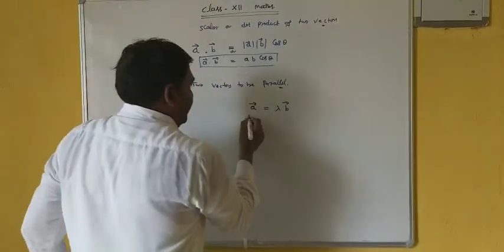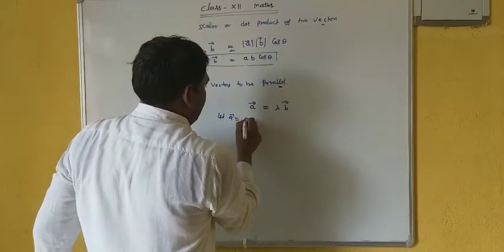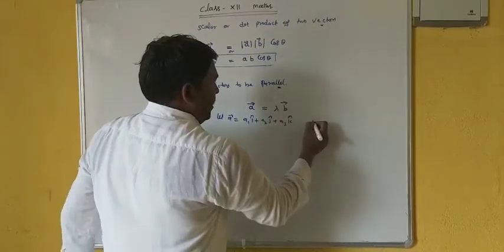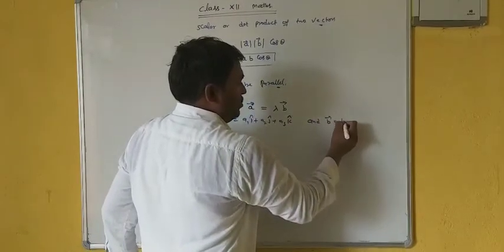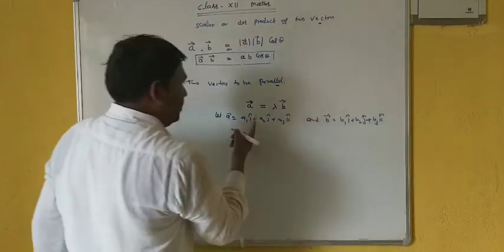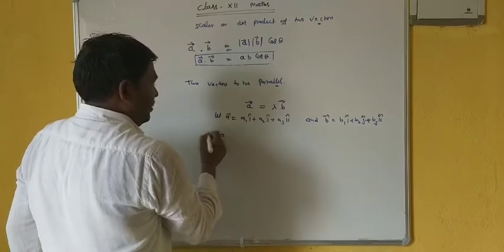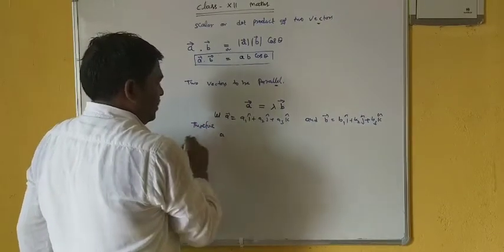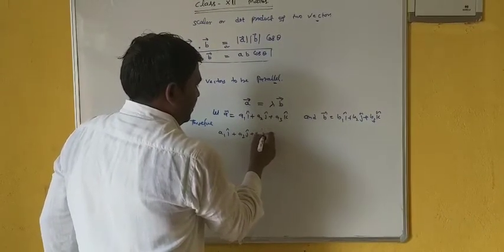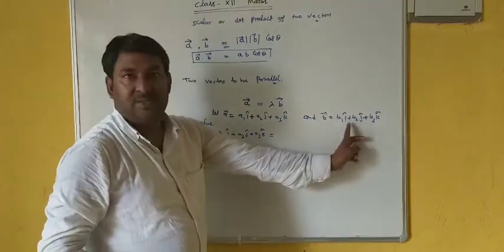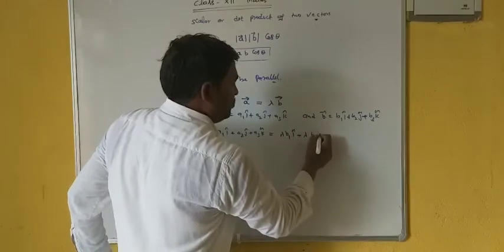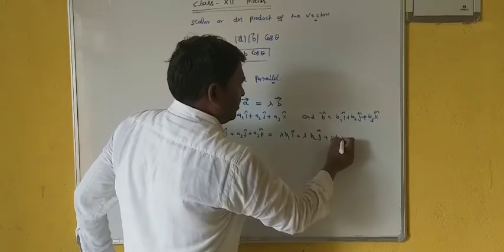Let vector A be equal to a1 i cap plus a2 j cap plus a3 k cap, and vector B be equal to b1 i cap plus b2 j cap plus b3 k cap. Putting these two values here, vector A, meaning a1 i cap plus a2 j cap plus a3 k cap, will be equal to lambda times this vector B. So lambda b1 i cap plus lambda b2 j cap plus lambda b3 k cap.